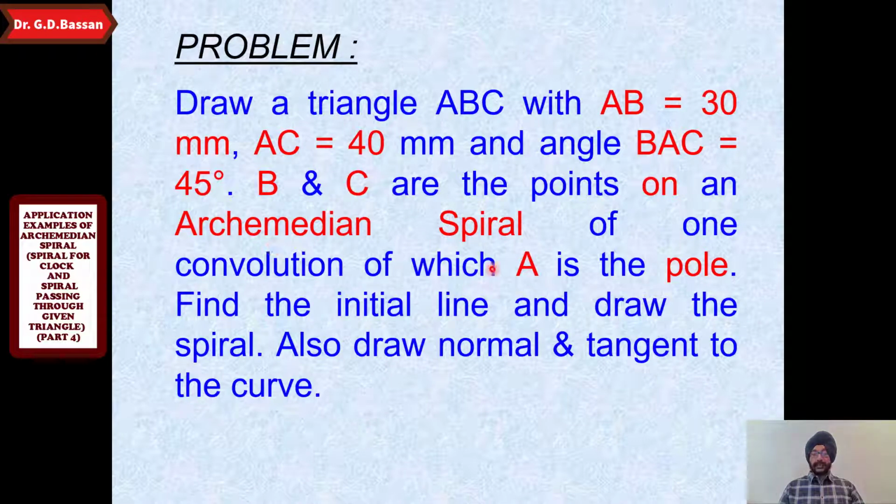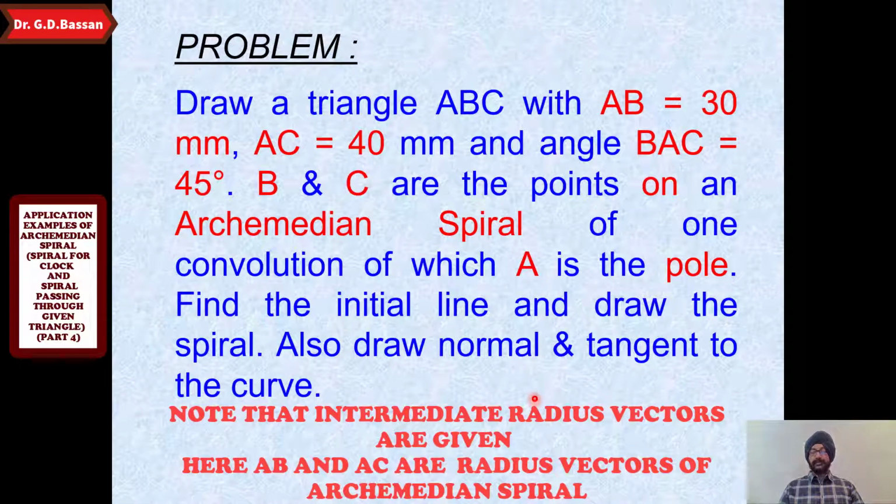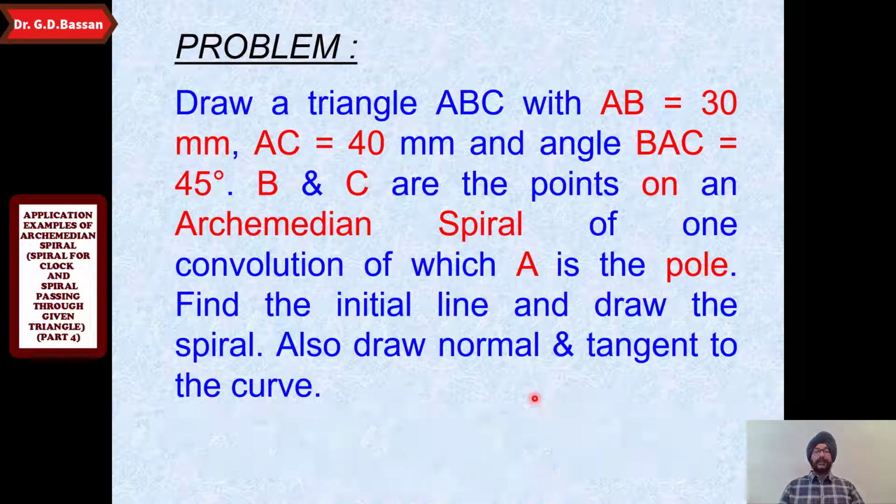Now here, in this type of example, you have been given the intermediate radius vectors of two lines, and the Archimedes spiral is passing through the ends of these two radius vectors. So intermediate points have been given, and we have to draw the complete Archimedes spiral that will take these points inside it. Okay, so this is another typical type of example, and now we are going to solve this problem.